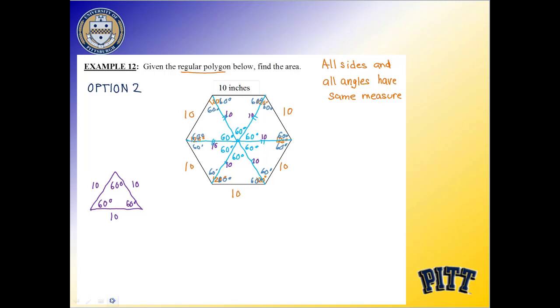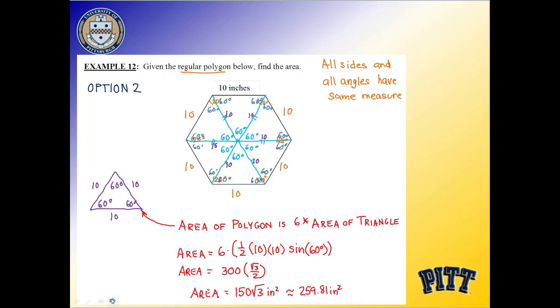I could use the new formula for the area of a triangle, 1/2 times 10 times 10 times the sine of 60, get that area, and then multiply it by 6. And that would give me 150 times the square root of 3 square inches, which is the answer I had before, which is 259.81 square inches.